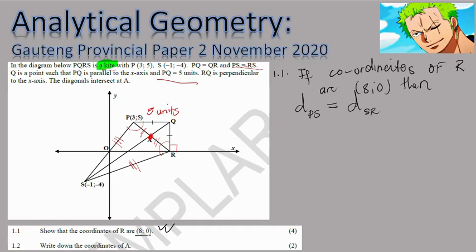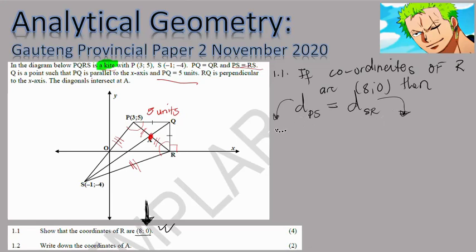And if they are not the same, then it means this coordinate of R is not as we see it here, right? You might not understand that now, but let me show it to you. So distance of PS, I'll substitute this with the distance formula. Now this is analytical geometry. Remember analytical geometry, we use three formulas: distance formula, gradient formula, and midpoint formula, right?